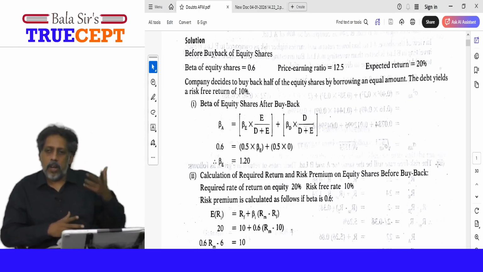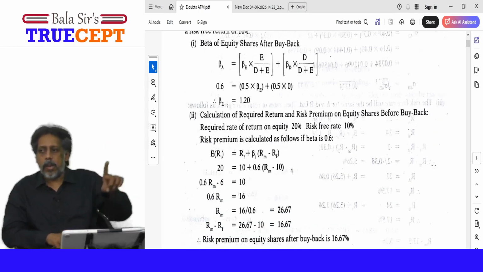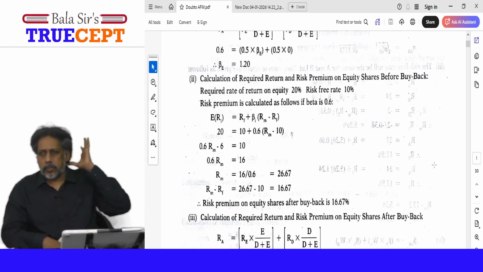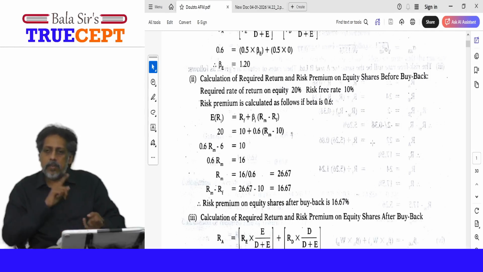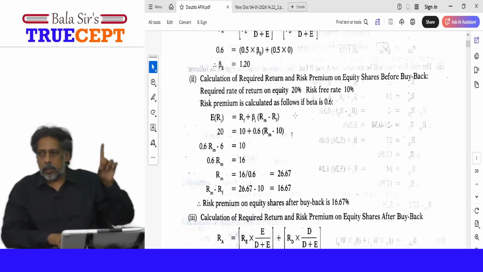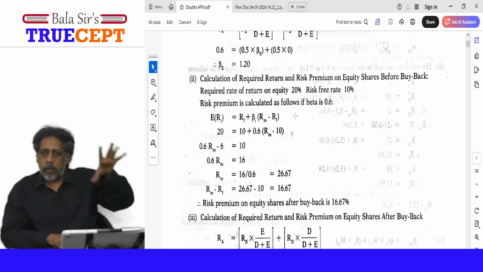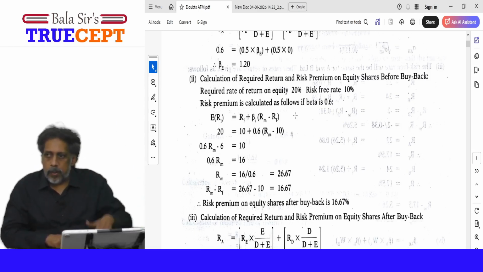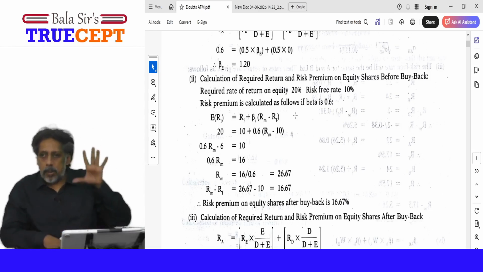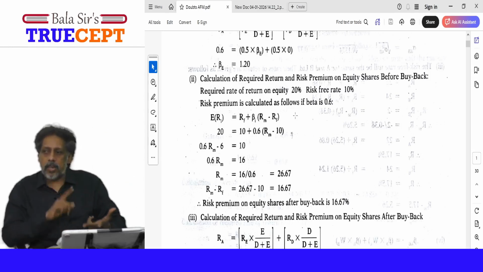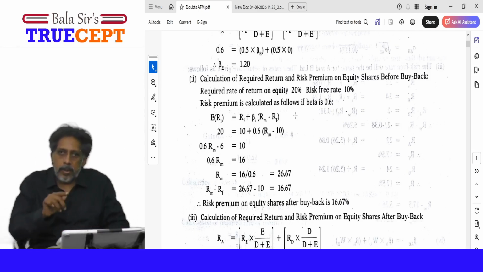Find the required rate of return and the risk premium before buyback. In fact, the required return is nothing but, remember, the 20% given. It is given that the shares are priced in such a way that persons investing in your company before buyback will get a 20% return on the money invested. So that will be the expected or required rate of return. And here you can assume that the shares are fairly priced. Therefore, the 20% return is a CAPM return as well.